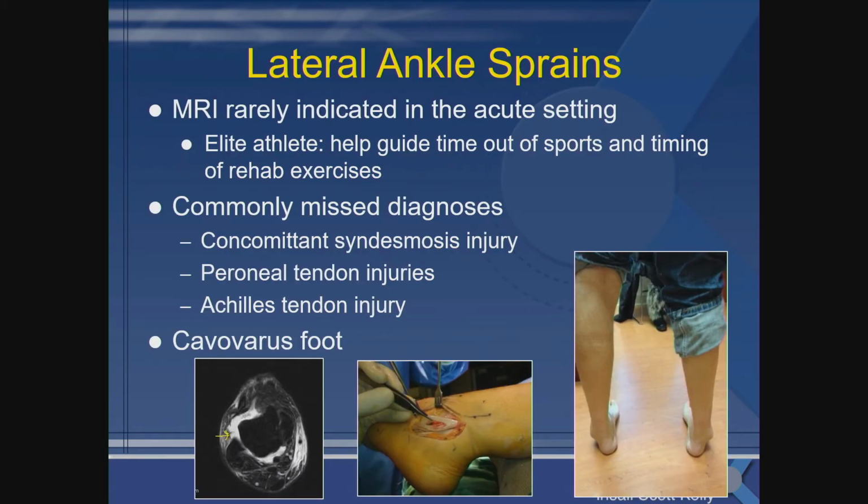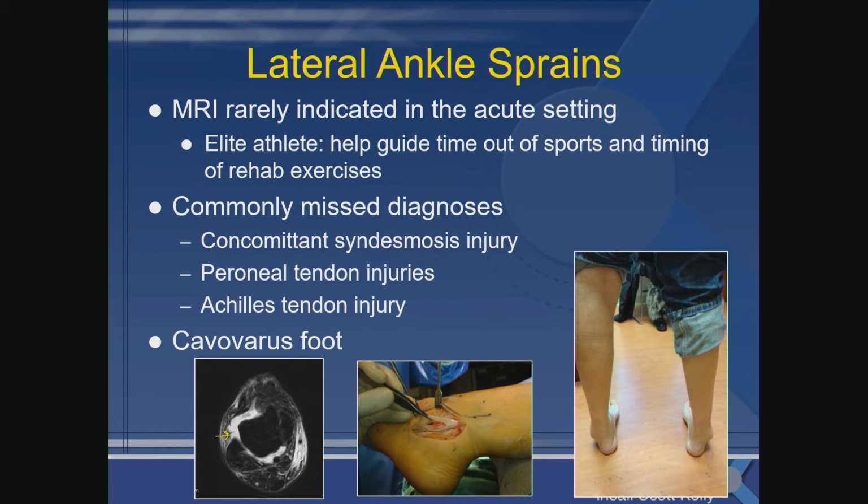So rarely is an MRI indicated in the acute setting. Sometimes the elite athletes get them to rule out other injuries and also to help guide them in terms of their time out from sports and the timing when they can start the rehab. It can also help sometimes with commonly missed diagnoses that you might miss on x-ray, such as a syndesmosis injury, peroneal tendon injuries, Achilles tendon injuries.